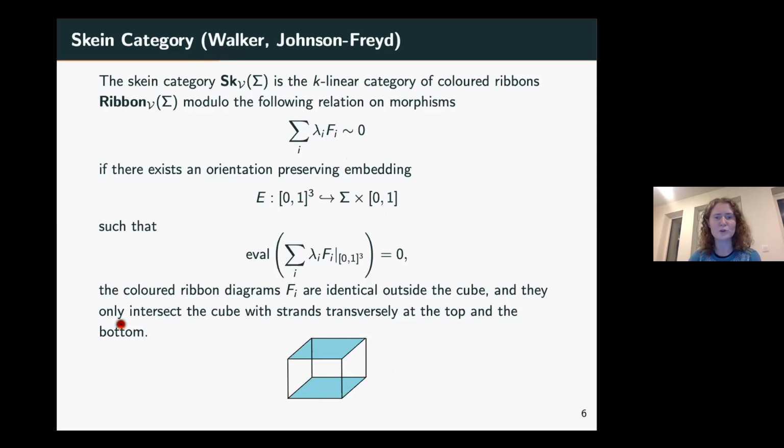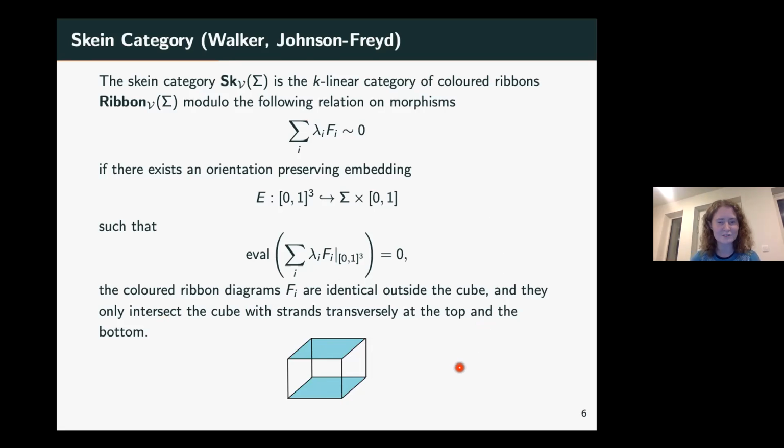And there's a kind of technical condition which says that the ribbon diagrams only intersect the cube in a nice way. So transversely in strands, you can't end up with this cube intersecting in the middle of a coupon or anything nasty. So this is the relation we're going to impose, and this is essentially just the relation.